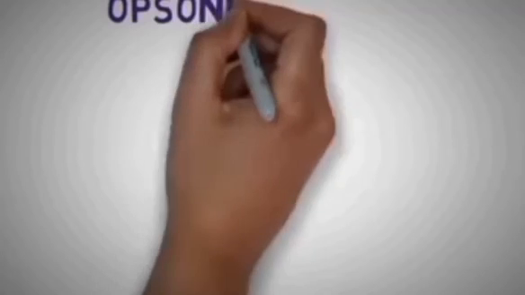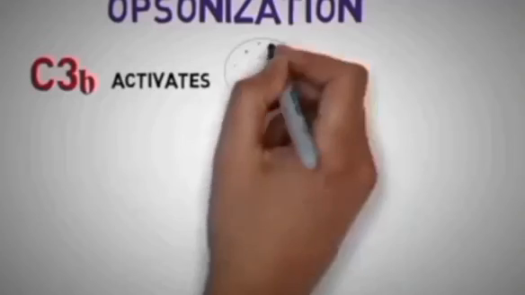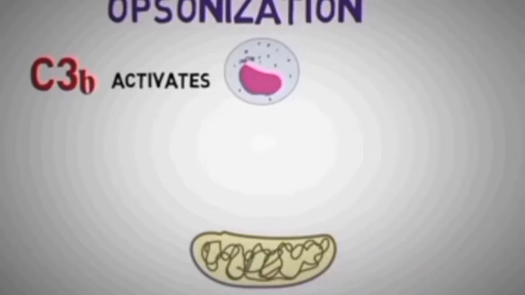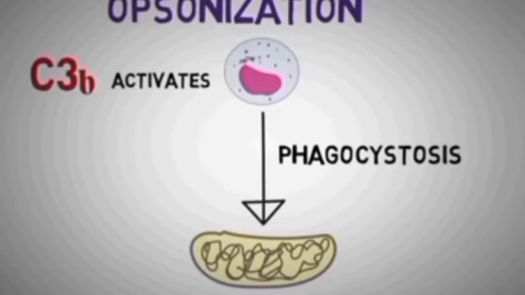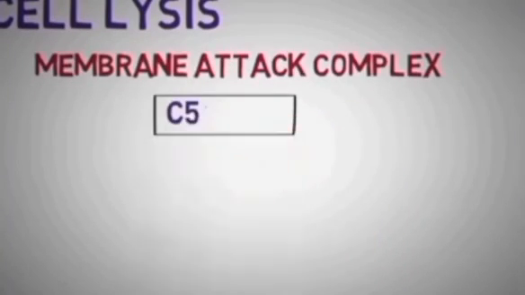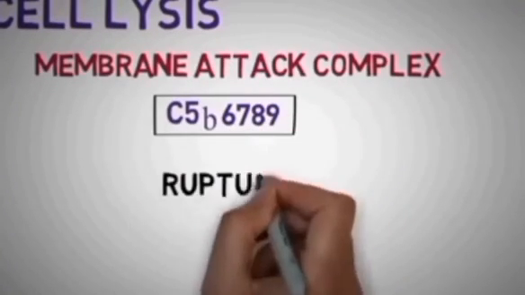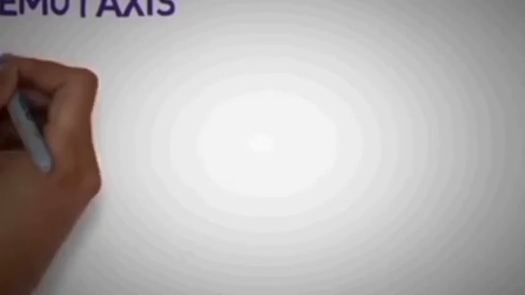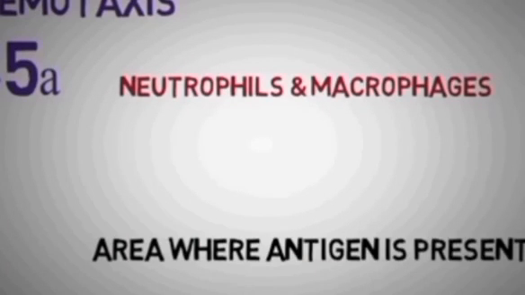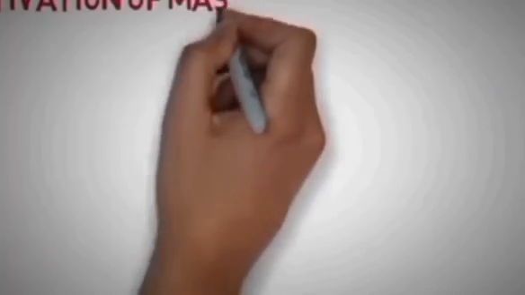First is opsonization. In opsonization, when C3B contacts microorganisms, it strongly activates neutrophils for the phagocytosis process of killing microorganisms. Next is cell lysis. It is done by the membrane attack complex C5B, 6, 7, 8, 9. It ruptures the bacterial cell wall. Next is chemotaxis. It is done by C5A, which attracts neutrophils and macrophages for killing microorganisms.